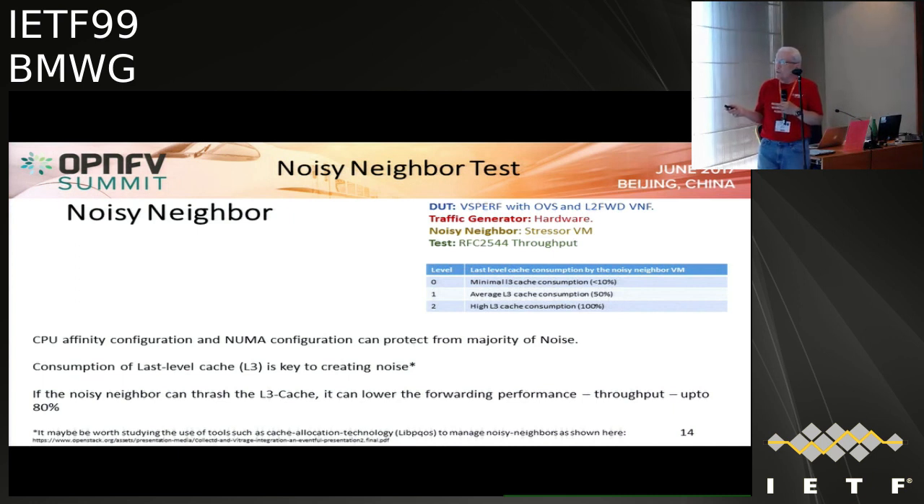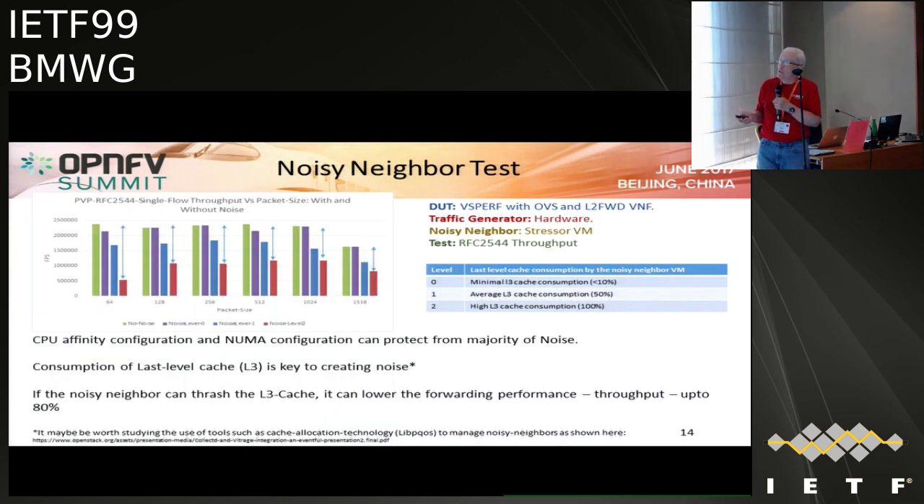That can protect you from the majority of noise, but the last level cache is the key to creating that noise, because you can't get segmentation or partitioning there. So that's the general finding, and I don't think that's a big surprise. So here's some results, and what you see is that with the noise level at the maximum last level cache consumption, 100%, performance drops a lot in every place where these arrows are. So that's kind of expected.